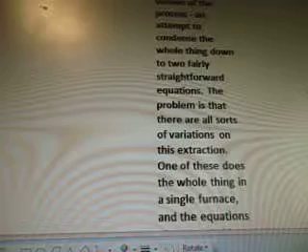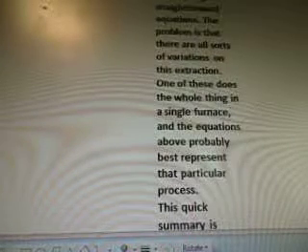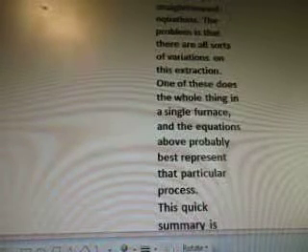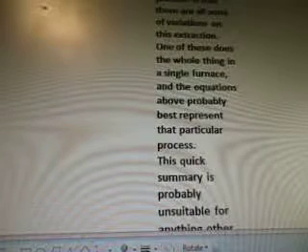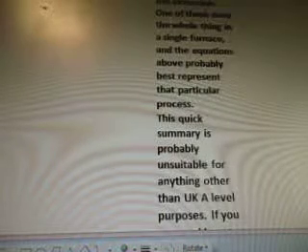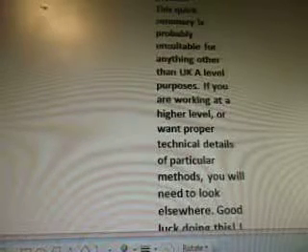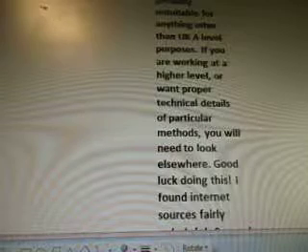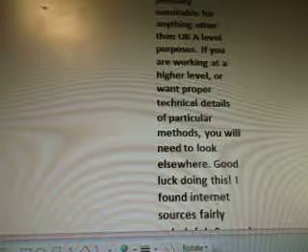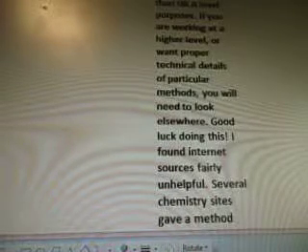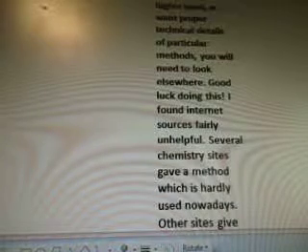The problem is that there are all sorts of variations on this extraction. One of these does the whole thing in a single furnace, and the equations above probably best represent that particular process. This quick summary is probably unsuitable for anything other than a UK A-level purpose. If you are working at a higher level or want proper technical details of particular methods, you will need to look elsewhere.